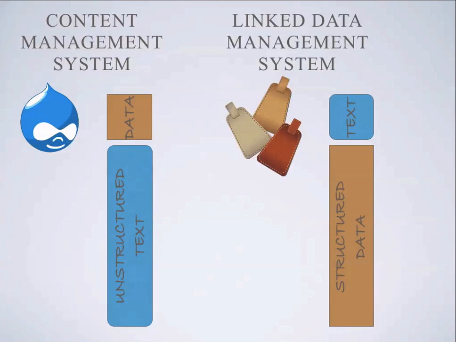Callimachus, by contrast, manages primarily structured data. Linked data makes statements about what we know, such as, Angola has a population of 18.5 million people. We executed a trade for $200,000, or the Callimachus project was founded in 2009. We use textual pages mostly to explain, navigate, and visualize that data.